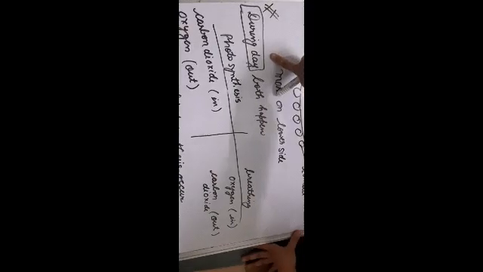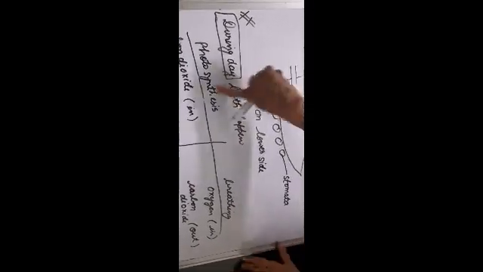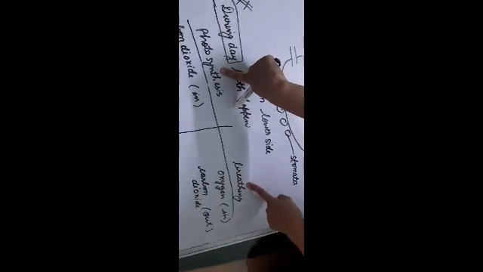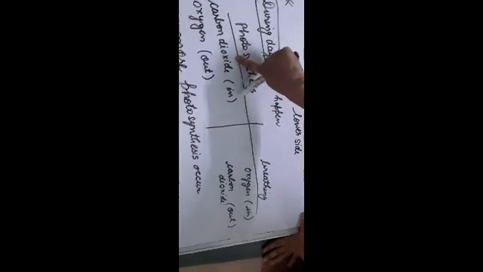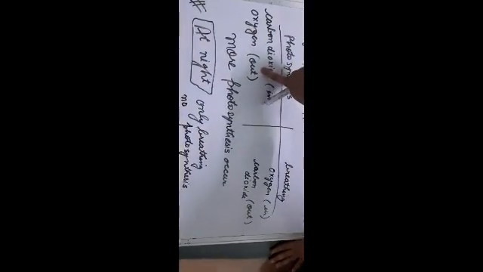During the daytime when there is sunlight, the plant is doing two things, photosynthesis and breathing. Why breathing? Because plant is also a living thing, so it will also breathe. In photosynthesis, the plant will take in carbon dioxide and will give out oxygen. And in breathing, the plant will take in oxygen and will give out carbon dioxide.